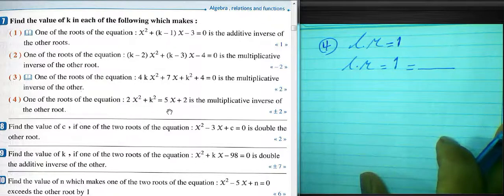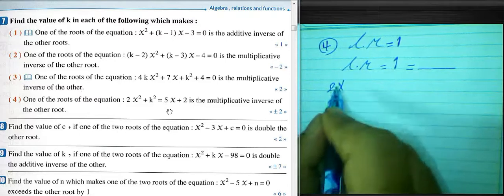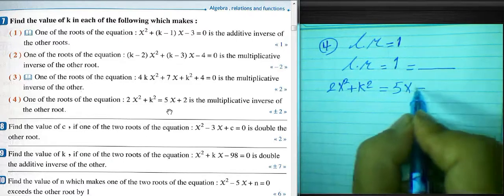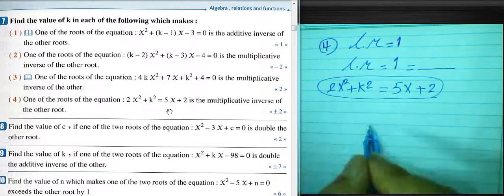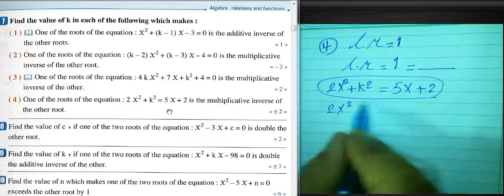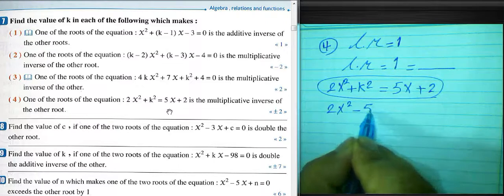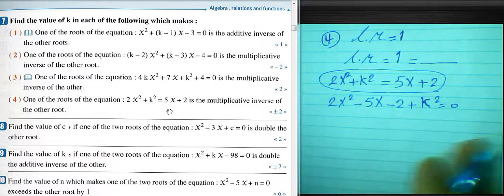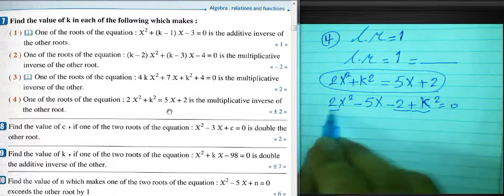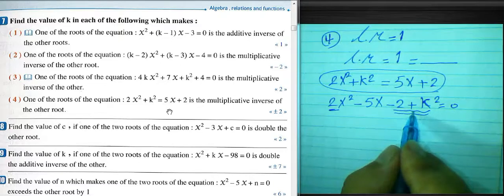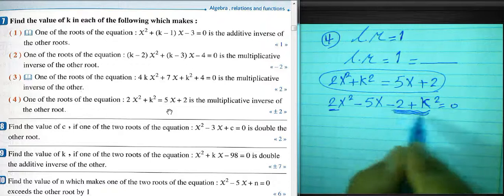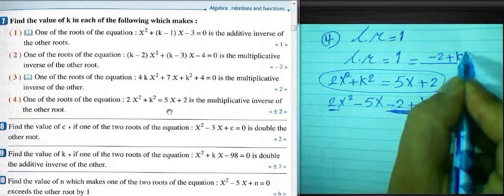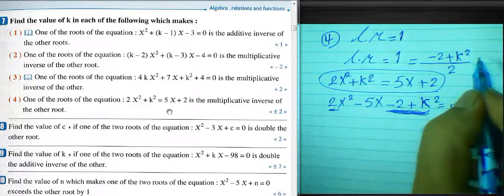But this equation we must write again to find the coefficient and the constant. We must return the form of this equation. 5x we move to the left-hand side: negative 5x negative 2 plus k power 2 equals 0. So the coefficient of x power 2 equals 2, and the constant is negative 2 plus k power 2. We find this expression, negative 2 plus k power 2 over 2, the coefficient of x power 2, and the result will be 1.